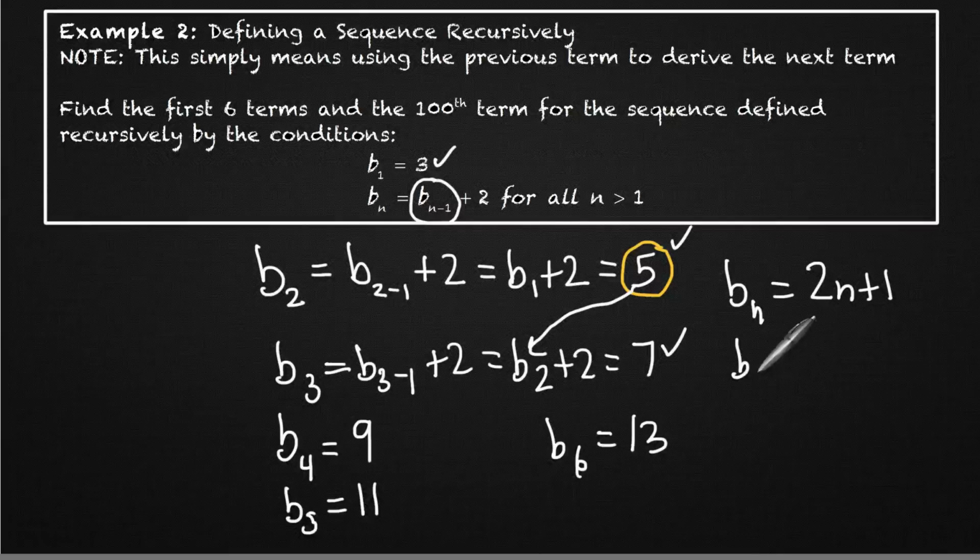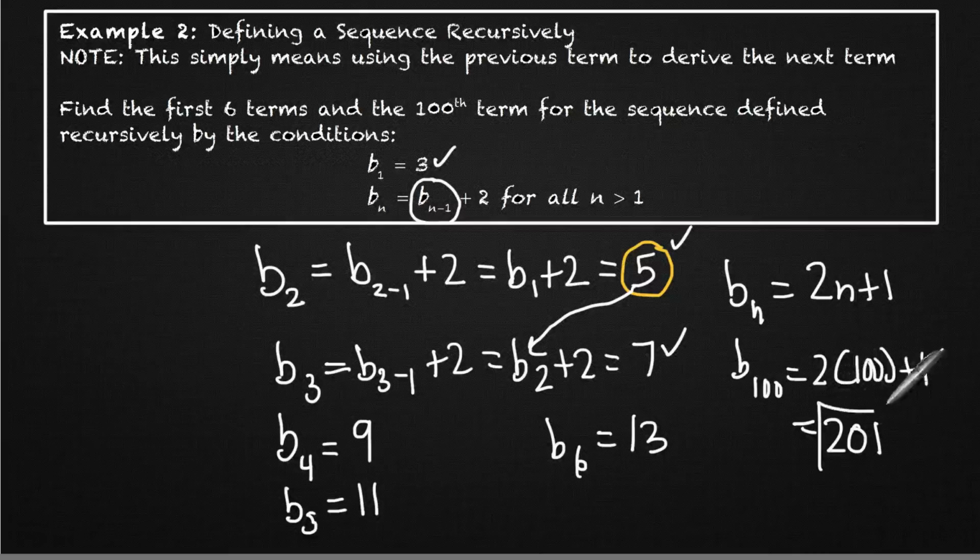So if I'm looking for the 100th term, all I do is take 2 times 100 plus 1, and that is going to give me 201. And so there is the 100th term.